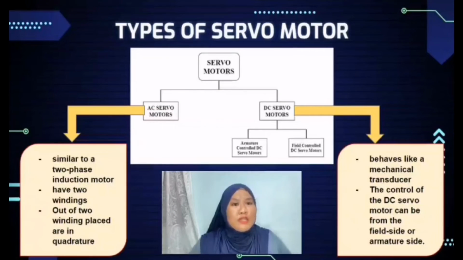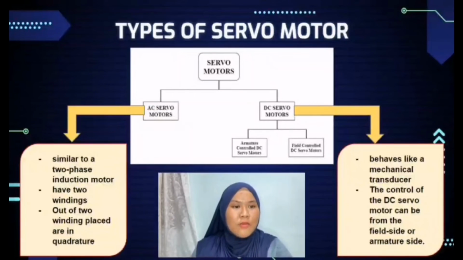So basically, servo motors are divided into two: the first one is the AC servo motor and the second is the DC servo motor. And the DC servo motor is also divided into two, which are the armature controlled DC servo motor and the field controlled DC servo motor.